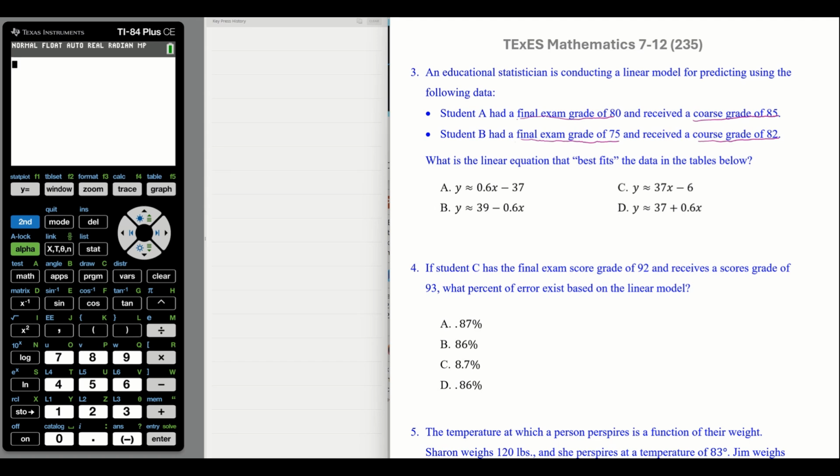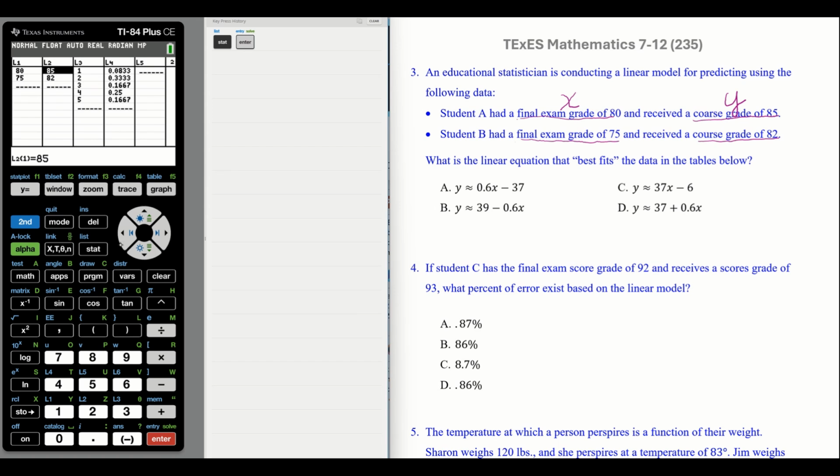Okay, this is going to be our X. This is going to be our Y. I know it isn't a lot of data, but if you remember, you only need two points to make a line. So let's enter that. Right, looks like we have it entered. We have our 80 and our 75 and our 85 and our 82. So we've got it entered in our L1, L2.